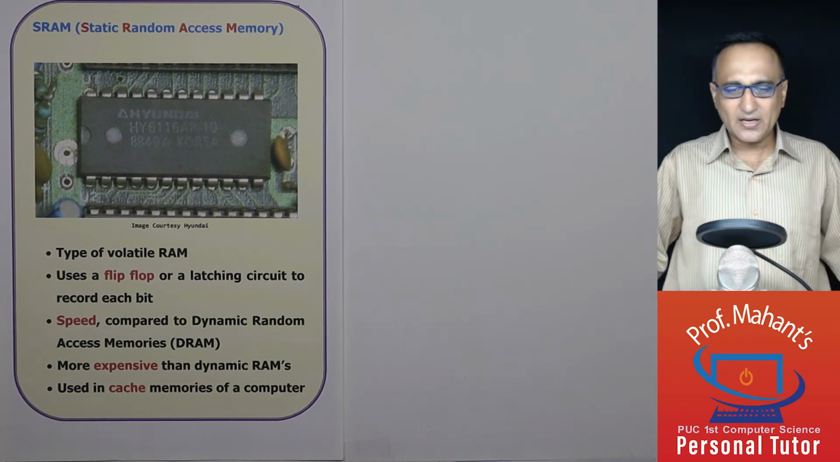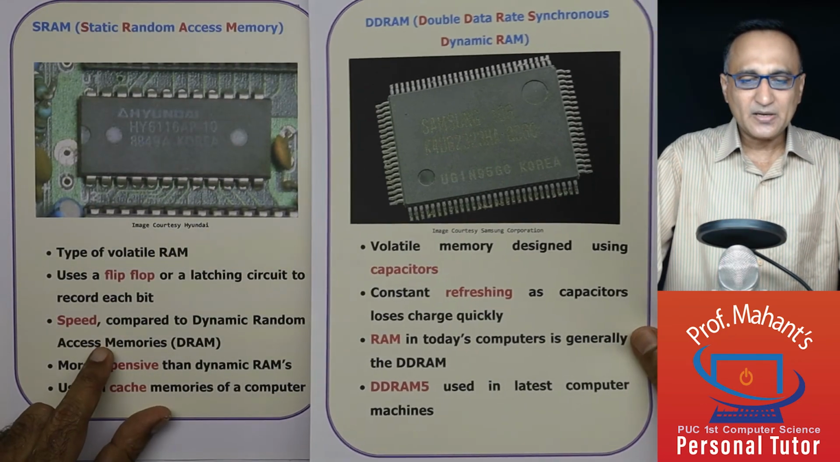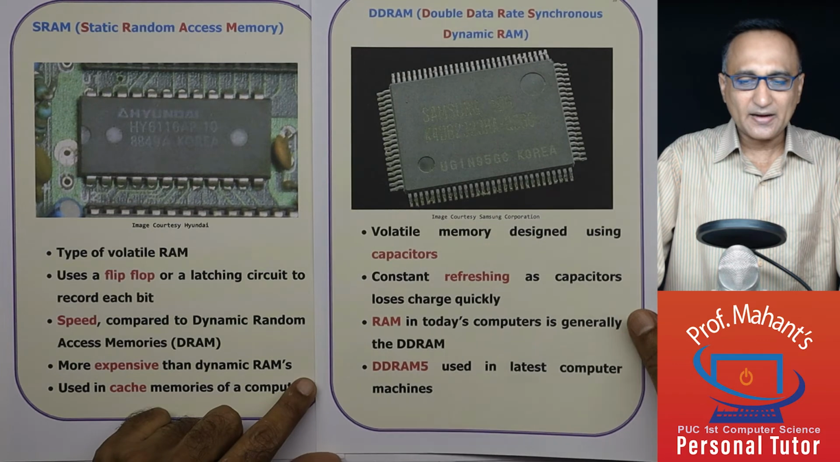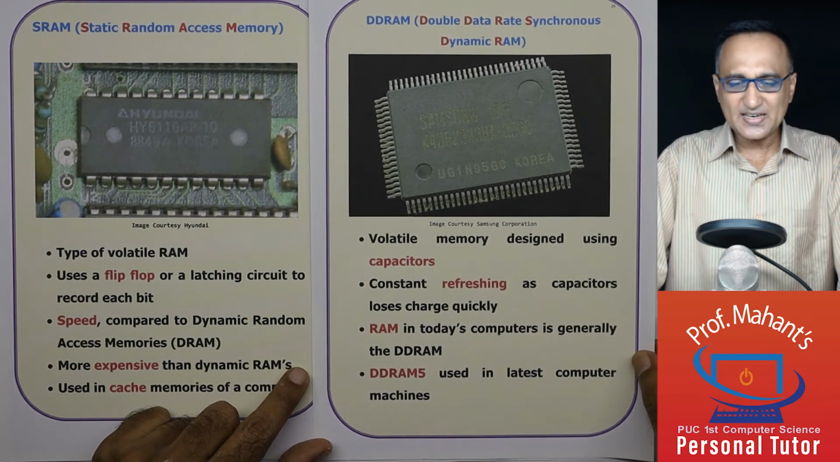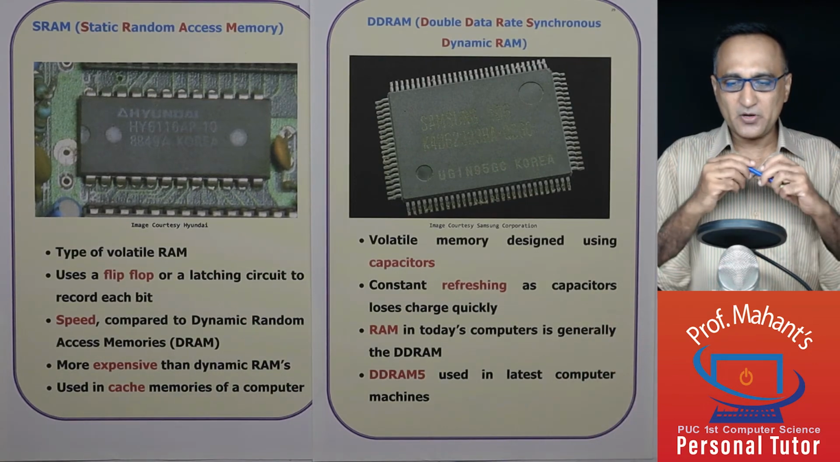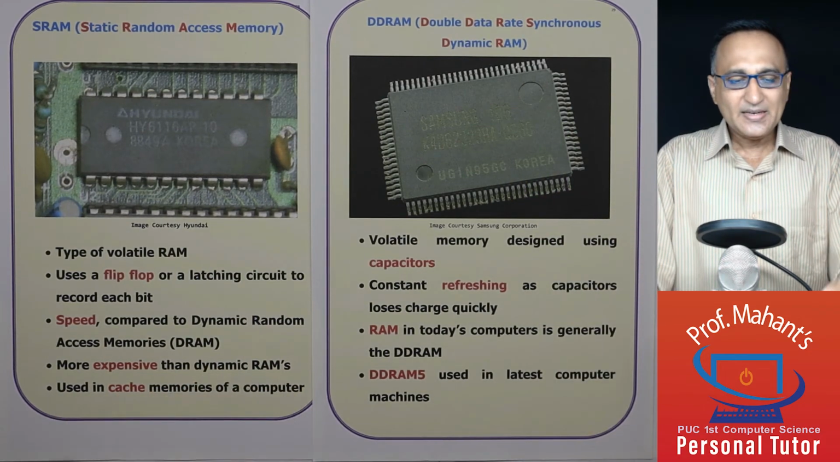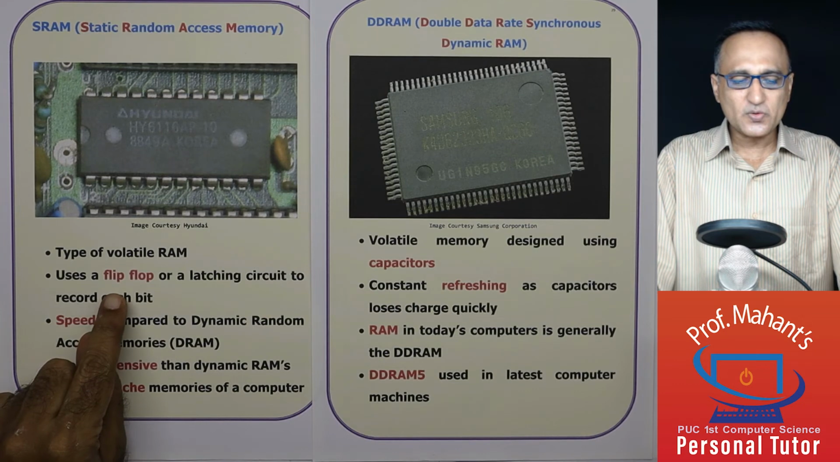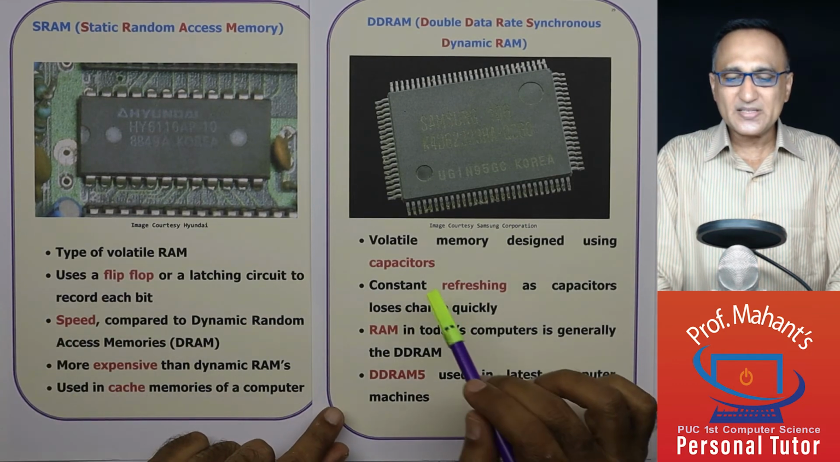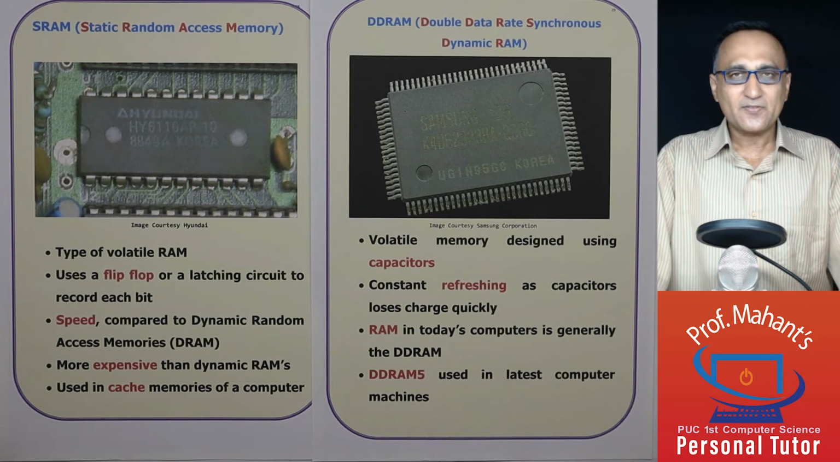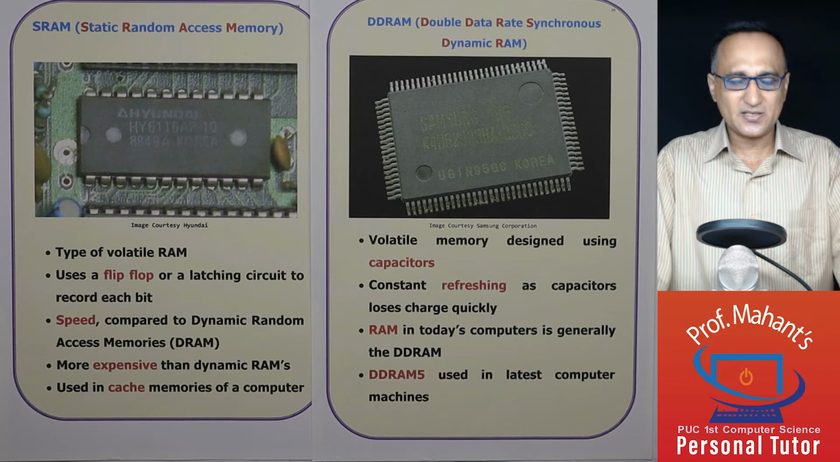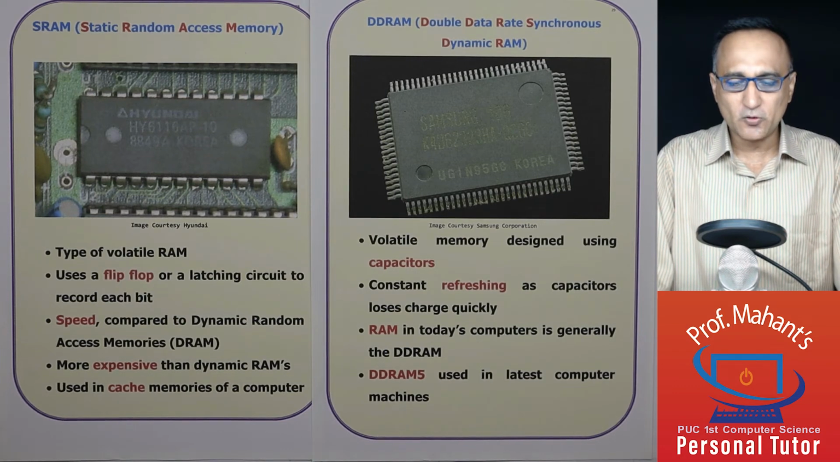Now let's take a look at the DDRAM, the double data rate synchronous dynamic RAM. This is again a type of main memory. You can see this chip here. In SRAM, ones and zeros were stored using flip-flops. Here, ones and zeros are stored using capacitors. The logic is simple. If the capacitor has a charge, that means it is 1. If the capacitor has no charge, you can consider it to be a value 0.